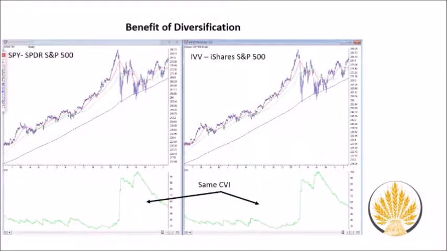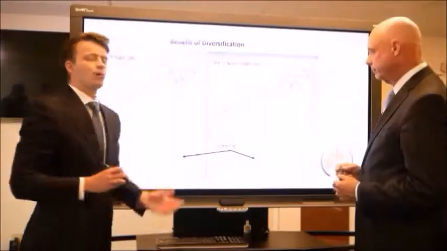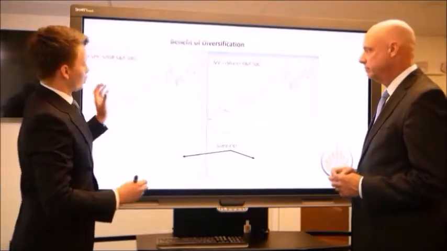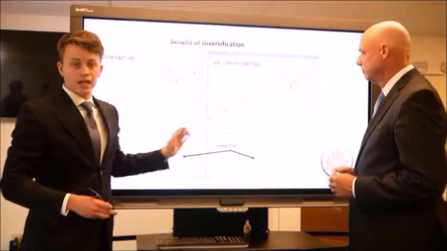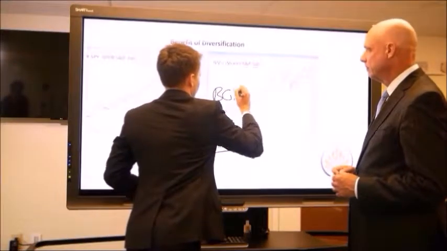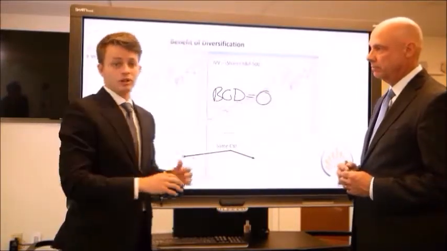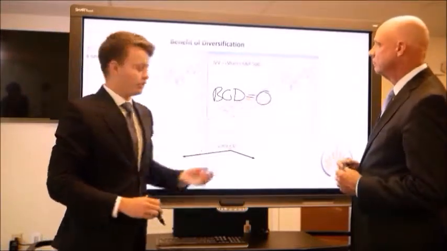So to give you an example of the benefit of diversification, up on the board here we have 2 exchange-traded funds, SPY and IVV. They both measure the S&P 500. And down below here, you can see our Canterbury Volatility Index. As you can observe, both ETFs have the same volatility and the same movement of volatility. Since they're both measuring the same thing and are therefore perfectly correlated, if we were to hold a portfolio of 50% in each one of these ETFs, we would have a benefit of diversification equal to 0. In other words, we would have no diversification and would be subject to whatever these ETFs decide to do.